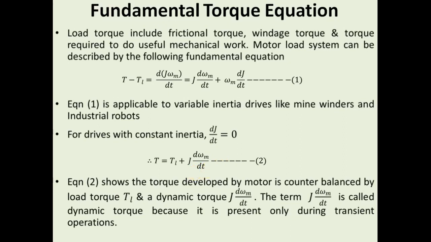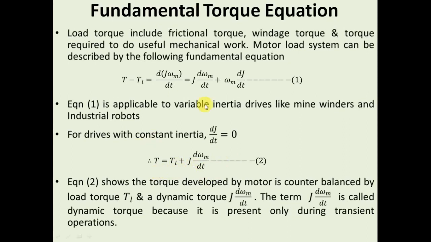One is accelerated motion and the second one is deceleration motion. First we will see the case of acceleration motion. In acceleration motion, the value of capital T, that is the torque which is developed by the motor, will be greater than the load torque. So in that case, T minus TL is equal to J into d omega m by dt, and the value will be positive, since the value of T is greater than TL.